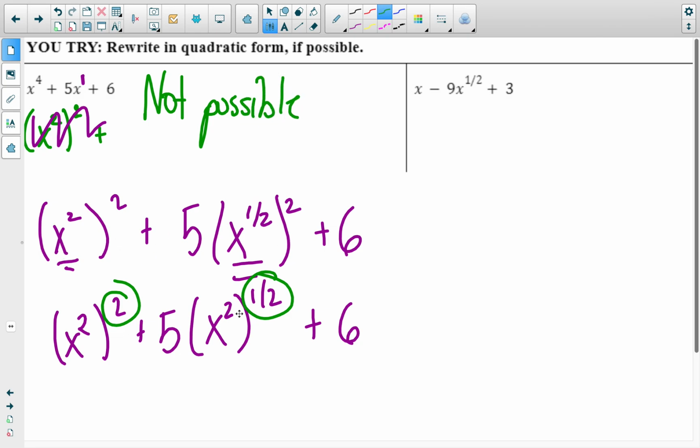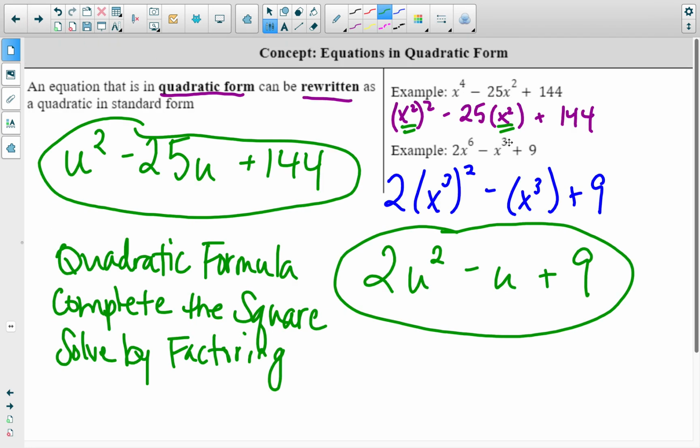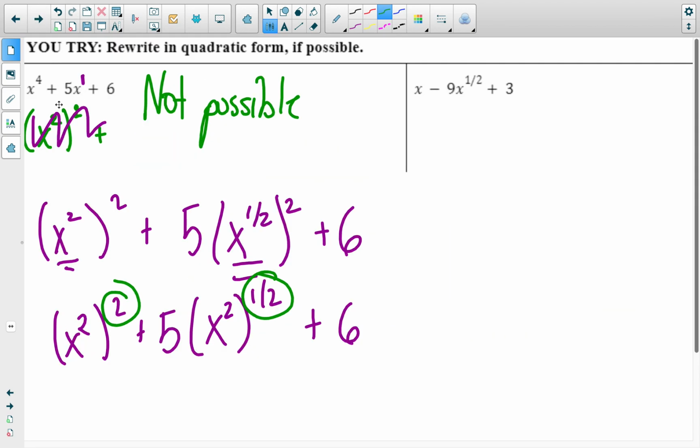And if you couldn't follow my thinking there, don't worry about it. Just know that it's not possible because we don't have our degrees doubled. You see how on these two, 3 times 2 is 6, 2 times 2 is 4. So if our degrees are doubled and we have a trinomial, we can maybe rewrite it.